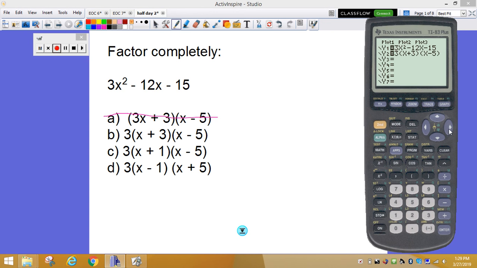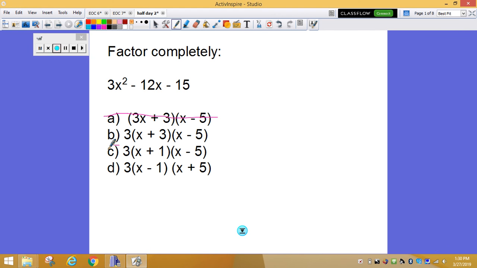Let's try the next one. We had an x plus 1. Whoops. And we had an x minus 5. There's my first one. And yeah, looks like that's my answer. So C would be the answer for this one.